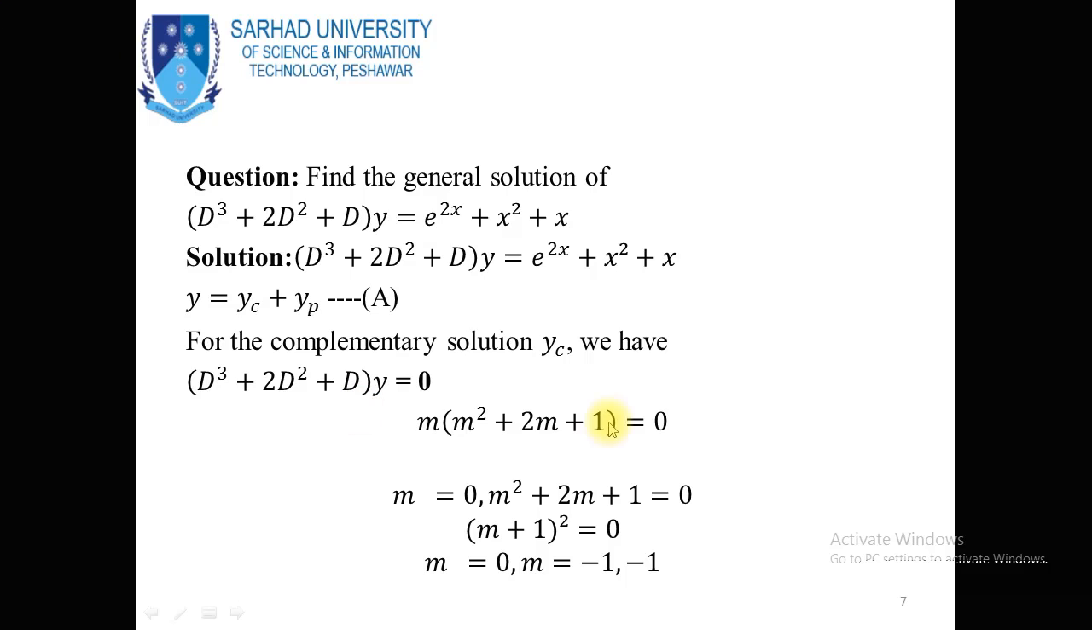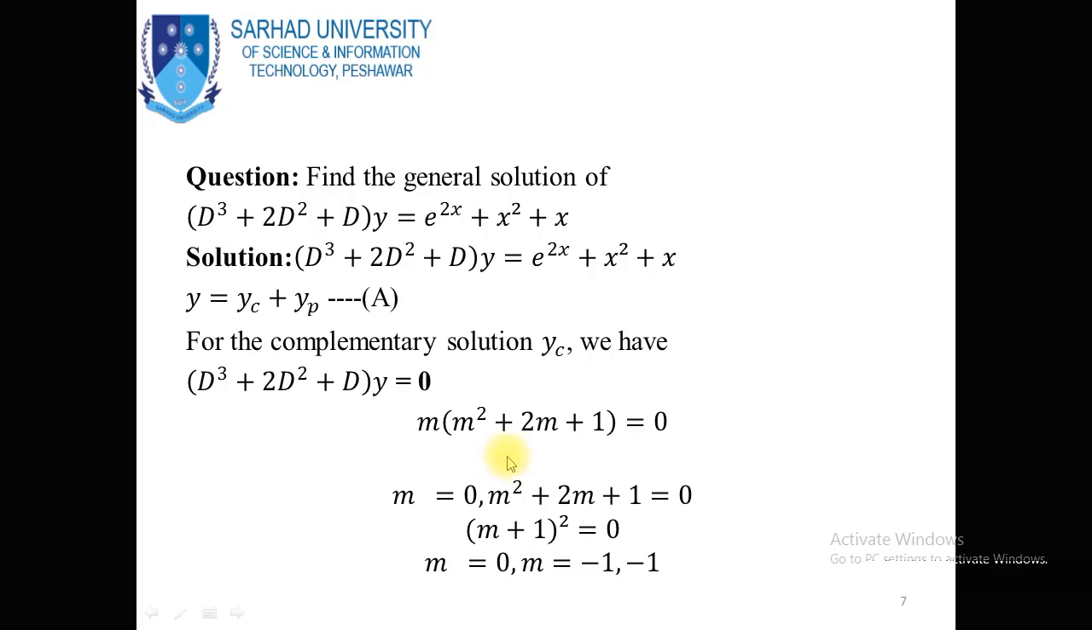Now m is equal to 0 and m square plus 2m plus 1 is equal to 0. So m square plus 2m plus 1 means m plus 1 whole square, and m plus 1 whole square means m plus 1 is equal to 0 and m plus 1 is equal to 0. So we have two repeated real roots, m is equal to minus 1 and minus 1. In this case, we have one unequal real root and two repeated real roots.